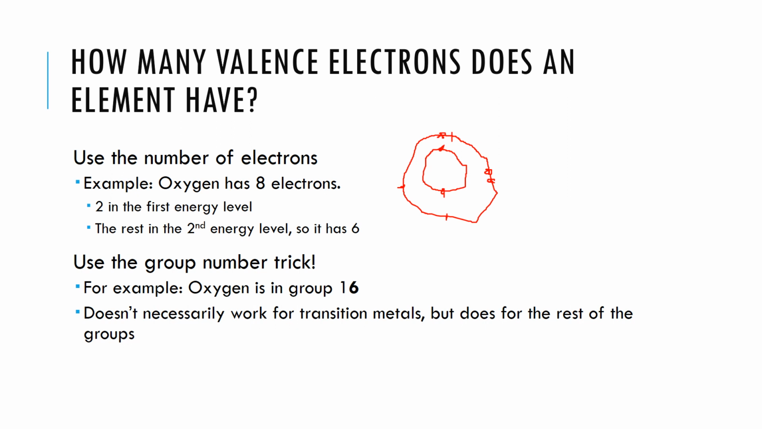So group 18 has 8. They have a full shell. That's why they don't react. We've talked about how group 18 doesn't react. It's because they have a full shell of valence electrons. Helium is the only exception there because it only has 2 total electrons. So there is only 2 valence electrons, but it still has a full shell. So it doesn't follow the group trick there, but it has a full shell. So that's why it's in that group.